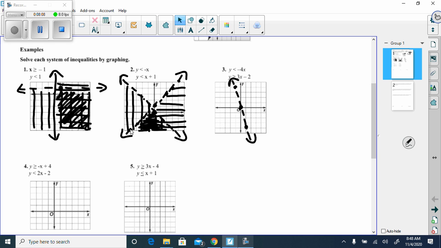And then that second equation, where does that one start? Good. All right, and then this slope is positive 3, so it slants the other direction going up 3 over 1. Okay, dotted or solid line?